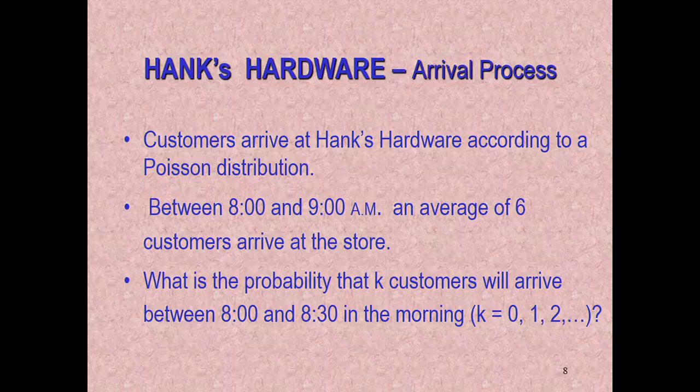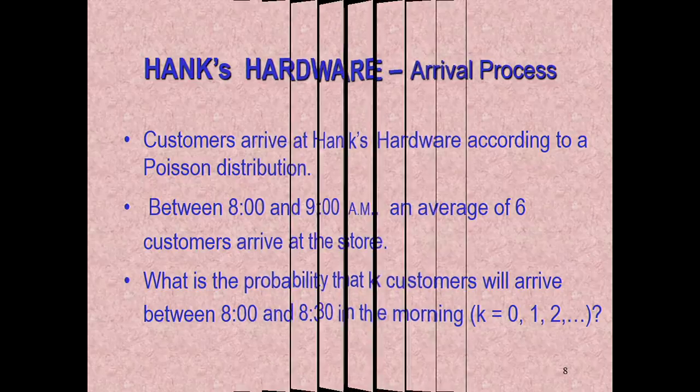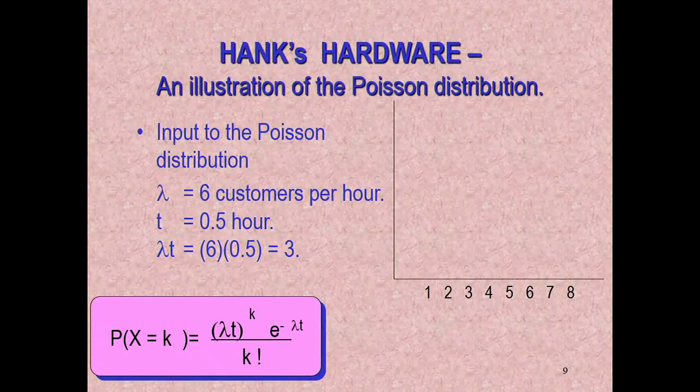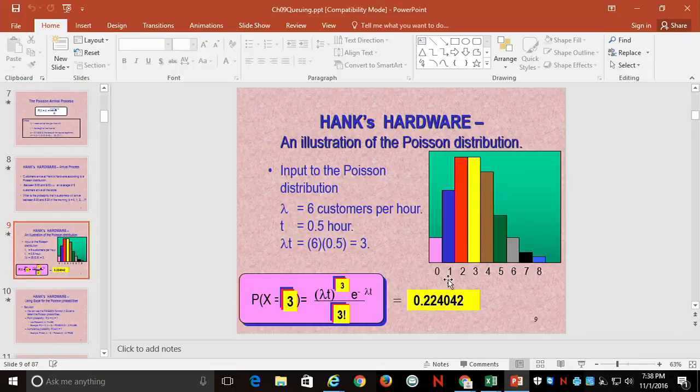If it's 6 customers per hour and I'm looking at a half-hour window, what does my lambda look like? If 6 customers per hour, what's my average in a half-hour window? Okay, very good. So our lambda is going to be 3. Now, how do I use that? Well, I think it shows that adjustment over here. But let's go into Excel and just do this.